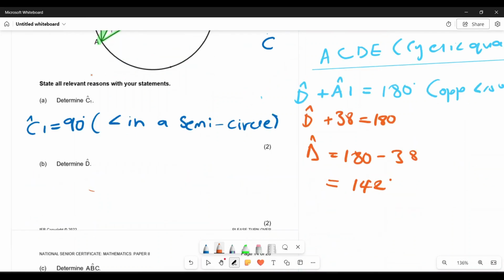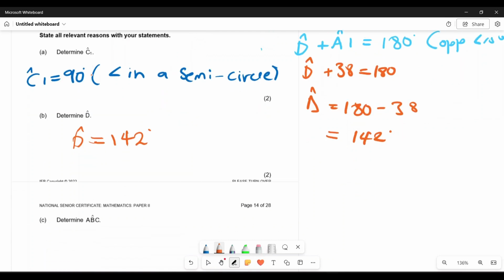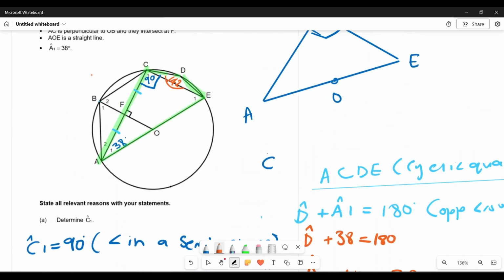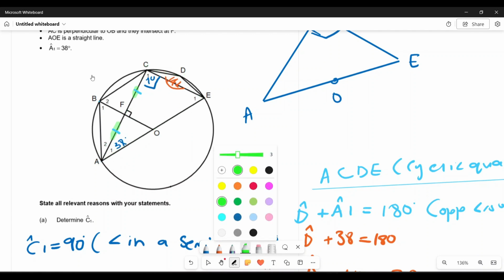All right, now I found my angle D. Remember to show these workings on your answer sheet. So now I need to try and determine the angle ABC, basically my angle B. So let me try and highlight that angle. So let me first remove these highlights that I've made before with the green highlighter. Now, this is my angle. Let me highlight the shape that it's at.